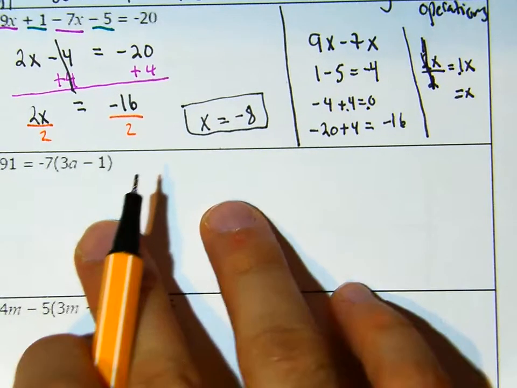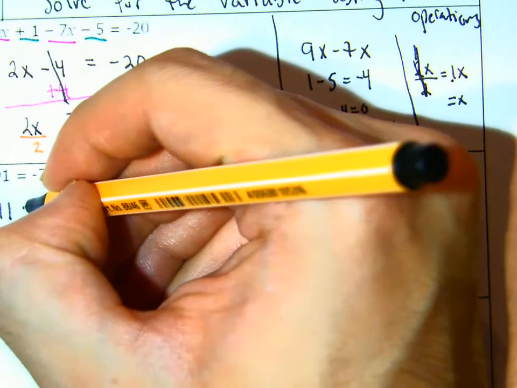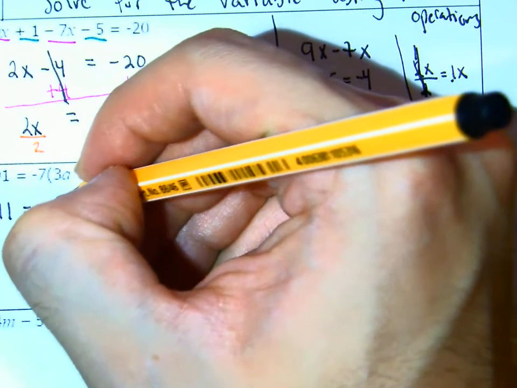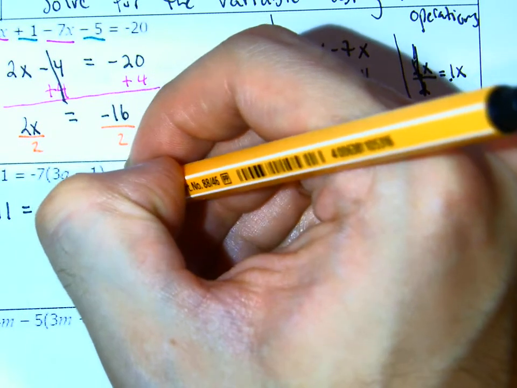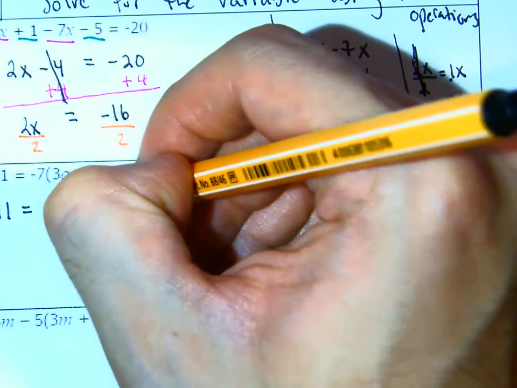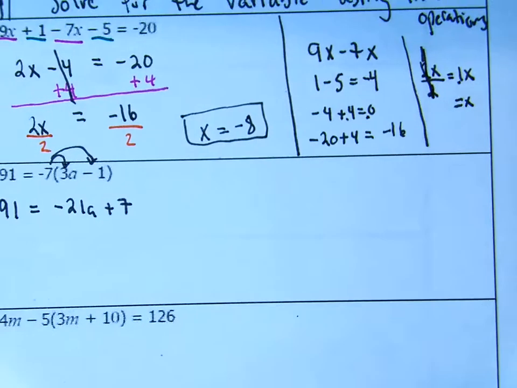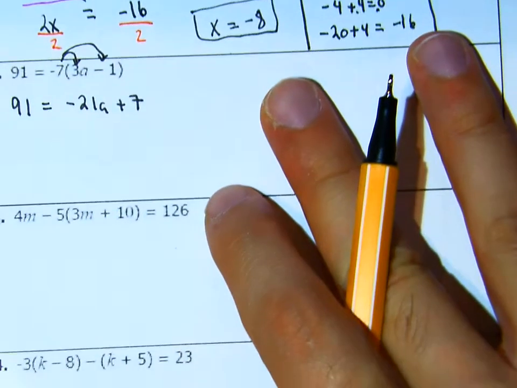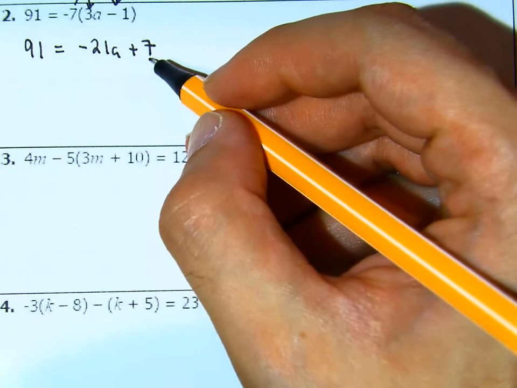Try the next one on your own, but let's say if you want to see the solution, right? This would be 91 equals negative 7 times 3a, which is negative 21a. Negative 7 times negative 1 is positive 7, right? We're distributing that negative 7 to each one. Okay, then what happens? So now we have 91 is equal to negative 21a plus 7.